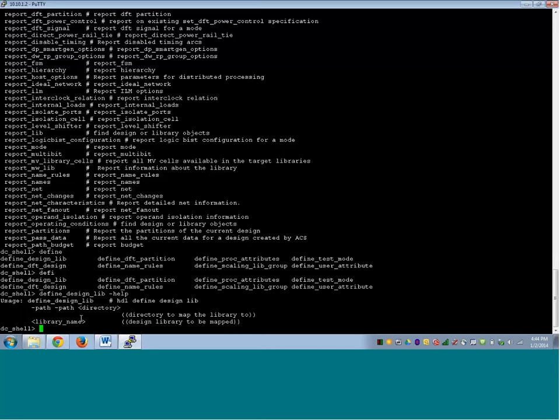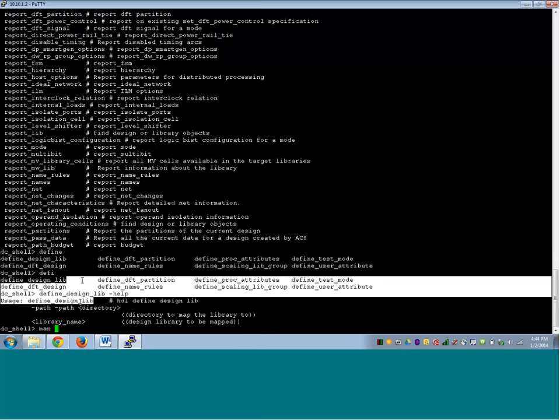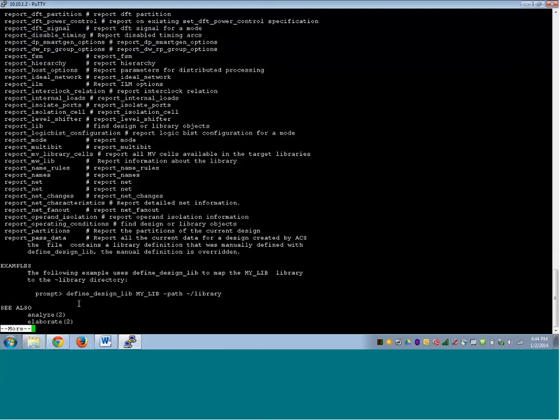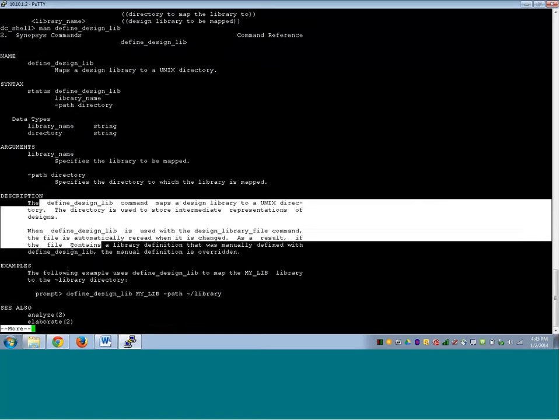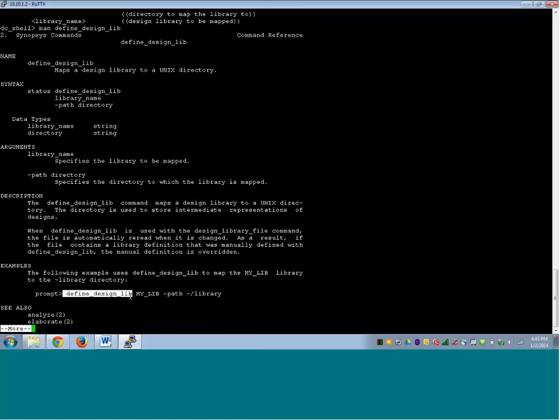For an extensive help, you could do something like this. You can say man, short form of manual, man define design list. Now this is a much more descriptive help on a particular command. What it tells us is that this define design list command maps a design library to a Unix directory. The design library is a logical name, the Unix directory is a physical path. Every command is a write-up like this. This is the syntax. It tells us what the arguments are and gives a description. It also lists some examples and tells you what all commands are related to this command. It is clear that define design list is related to analyze and elaborate.